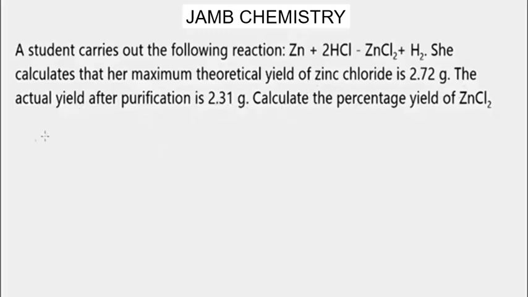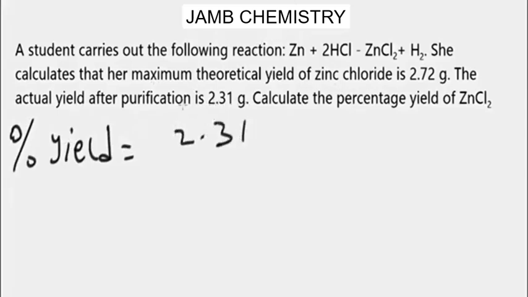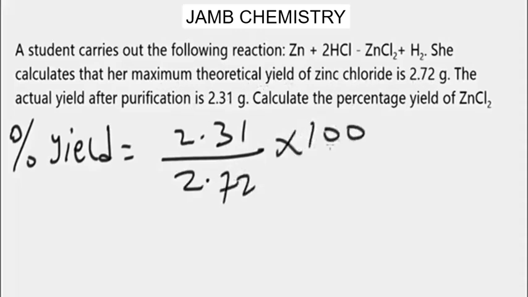Okay, this is very simple, guys. Just apply the formula. Percentage yield equals mass of product actually made. Okay, which is 2.31. All right, the actual yield after purification is 2.31. Okay, over the maximum theoretical mass of product, which is 2.72. Our maximum theoretical yield of zinc chloride is this, times 100 over 1.